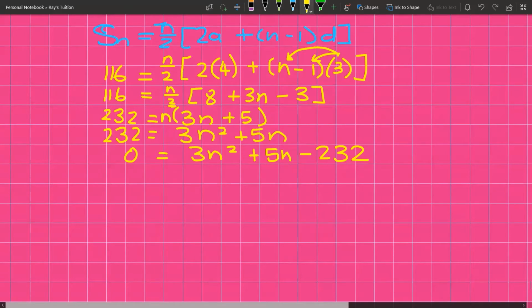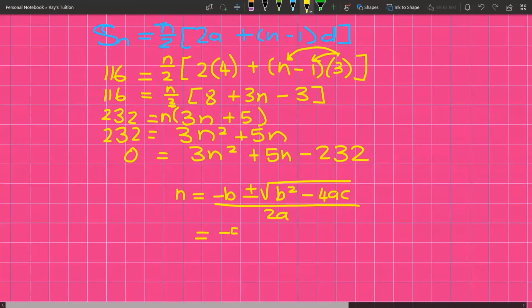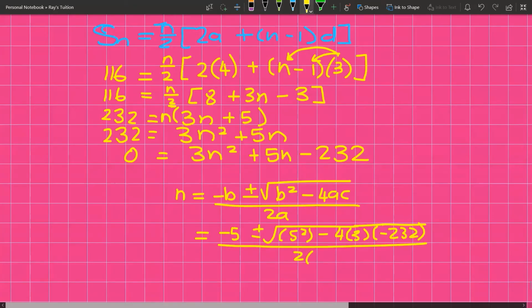And then we're going to factorize. You can either factorize or you can use the quadratic formula. I'm going to use the quadratic formula. So we have that n is minus b plus or minus the square root of b squared minus 4ac all over 2a. Reminding that this is the quadratic equation formula, and if you're unfamiliar with it, please watch our videos on solving quadratic equations. The b value is the coefficient of n, so we have 5. The a value is the coefficient of n squared, which is 3, and the c value is our constant term, which is minus 232, all over 2 times 3.